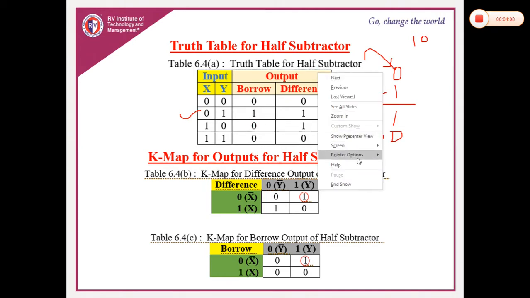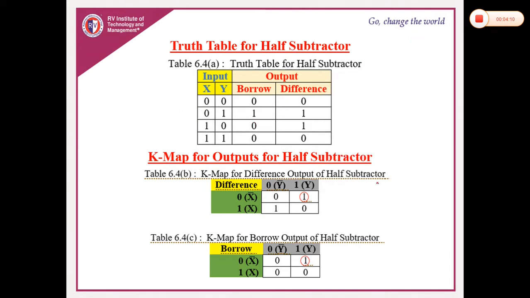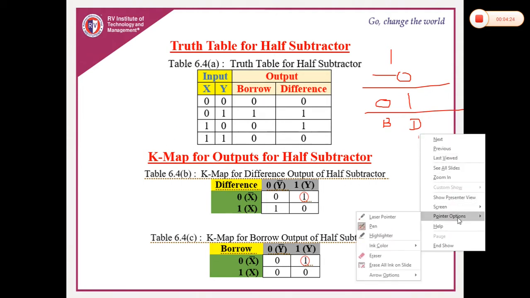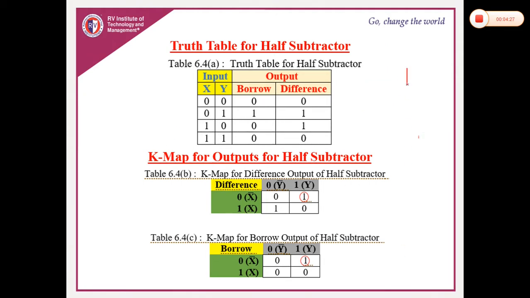Next combination is 1 0. So 1 minus 0 is 1. So difference is 1 and we have not taken any borrow, so borrow is 0. Then we go for the final combination for a half subtractor, that is 1 minus 1. Basically 1 minus 1 is 0. The difference is 0 and we have not taken any borrow, hence it is also 0. So that is all about the half subtractor.